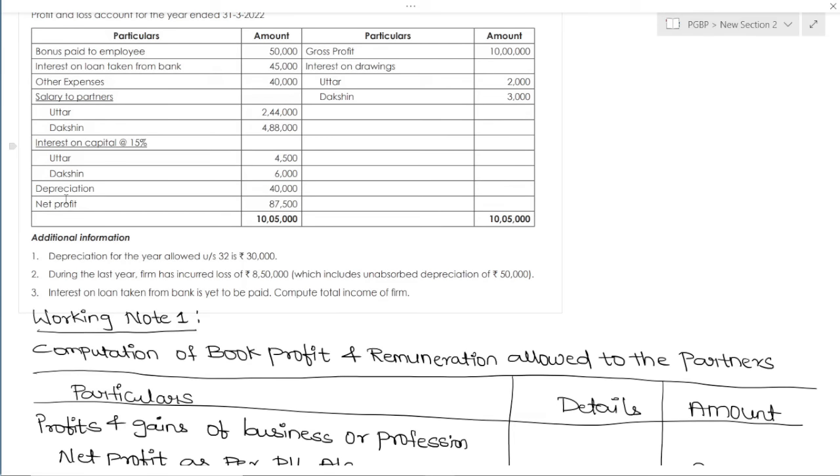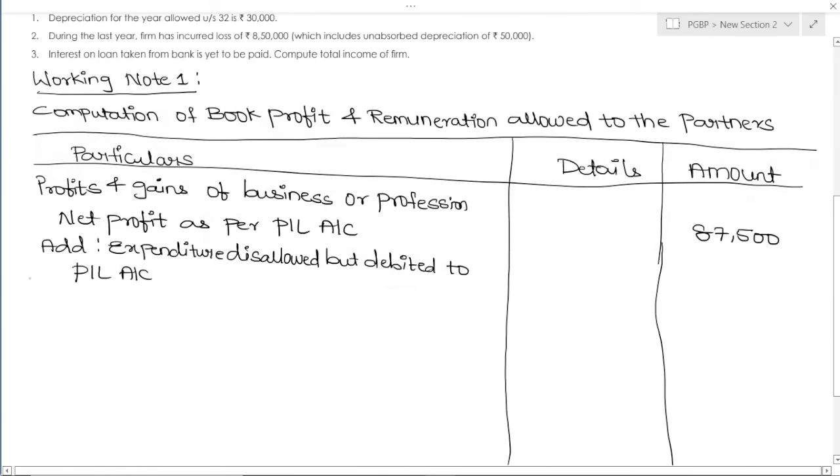So write down, we wrote already, add expenses disallowed but debited to P&L account. There we will write the first item, interest on loan from bank. In bracket we will write disallowed by section 43B. Now what is the amount? We will write in the inner column 45,000.